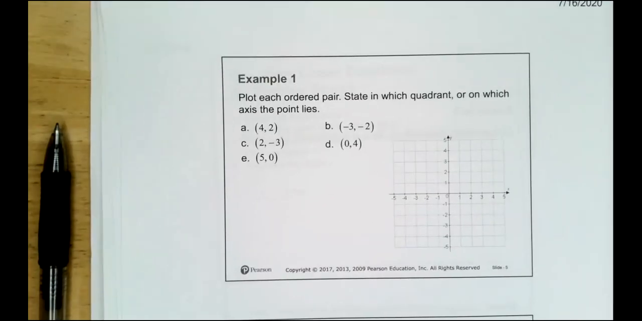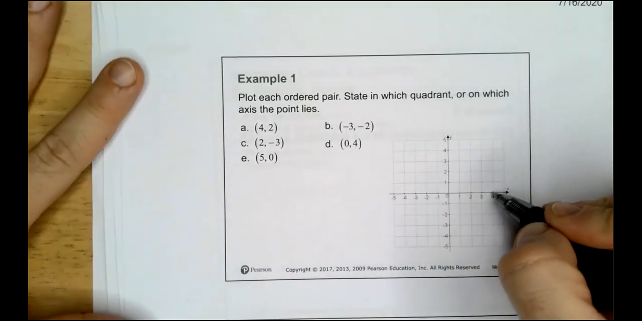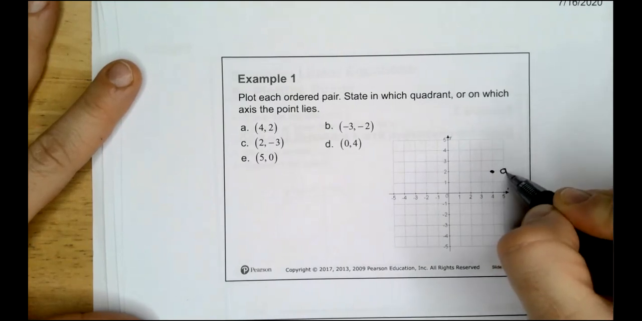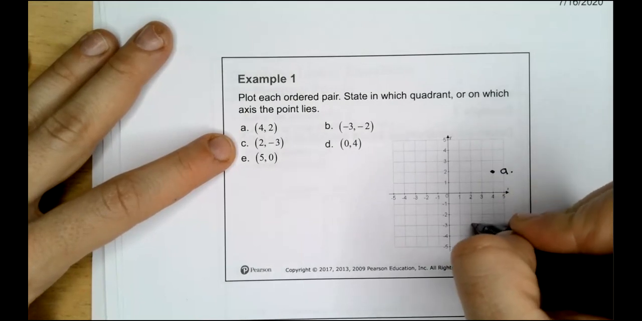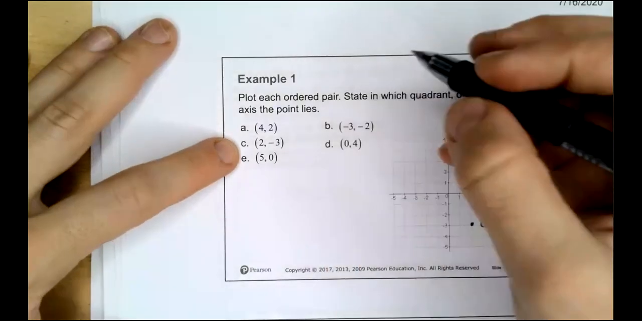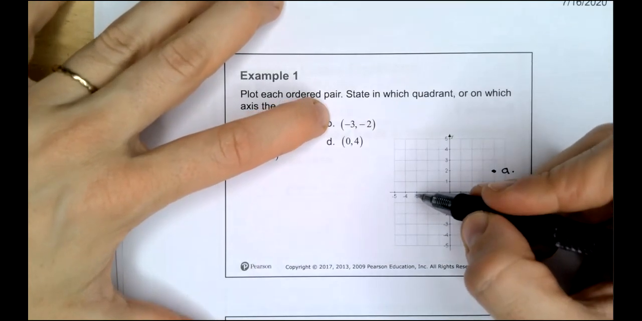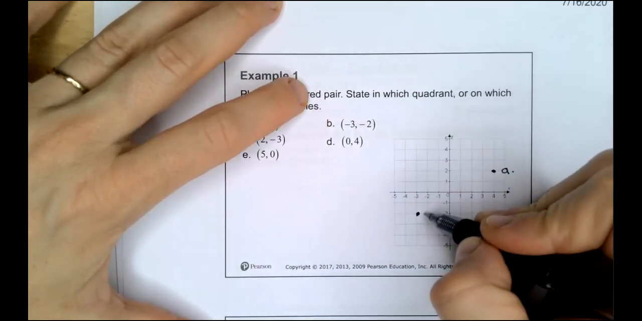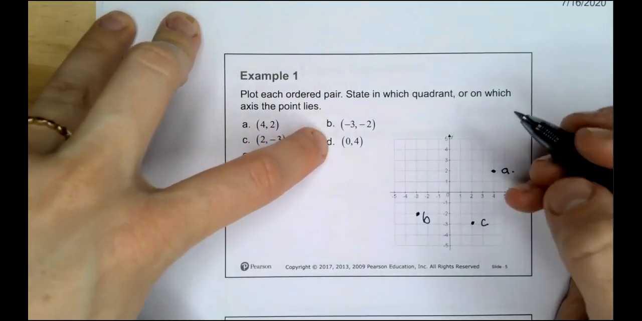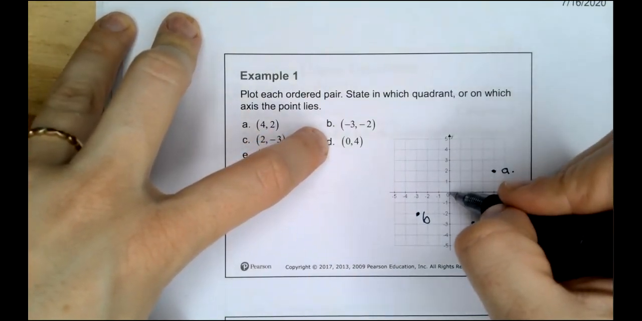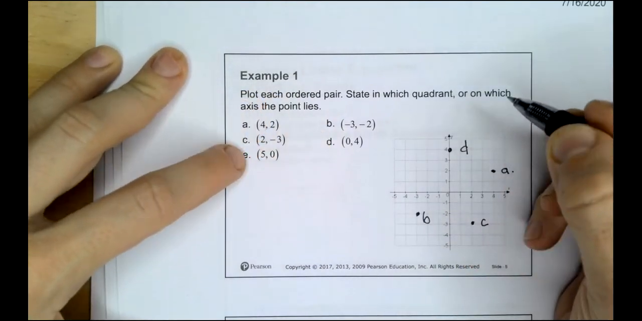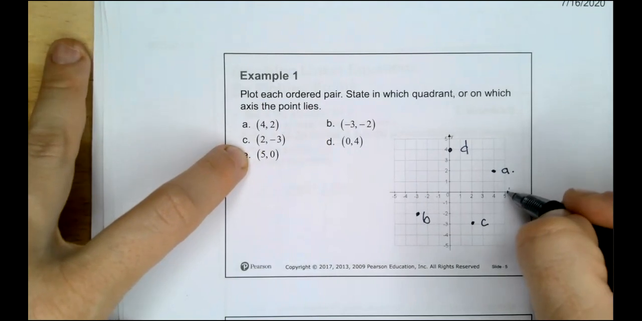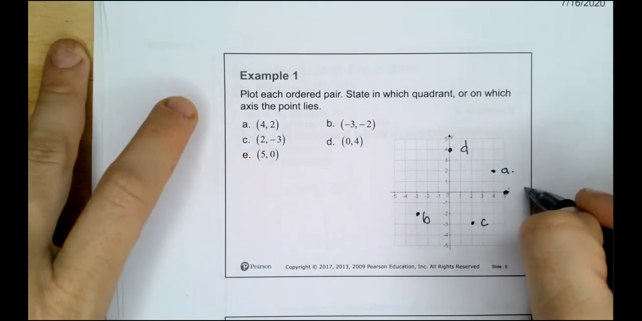Okay, so let's plot the point (4, 2). All you're going to do is start at (0, 0), go over 4, up 2. You can call it (4, 2), or you can just call it A. (2, -3), we're going to go over 2, down 3. Call that C. Sorry, I went out of order. (-3, -2), negative 3, down 2. That'll be B. (0, 4): 0 on my x-axis, but up 4 on my y-axis. That'll be D. And then (5, 0) means I go out 5 on my x-axis, but I don't move on my y-axis, and that'll be E.